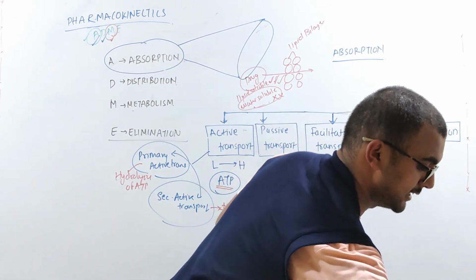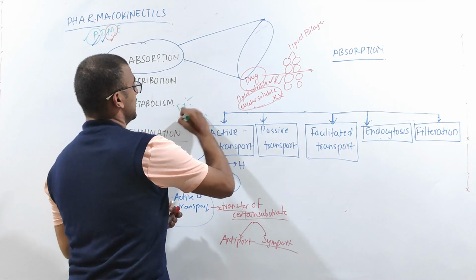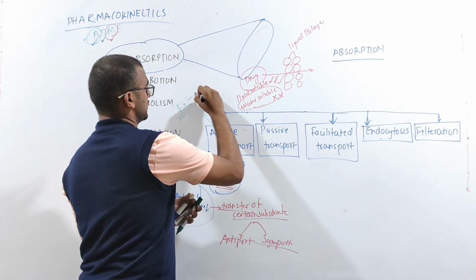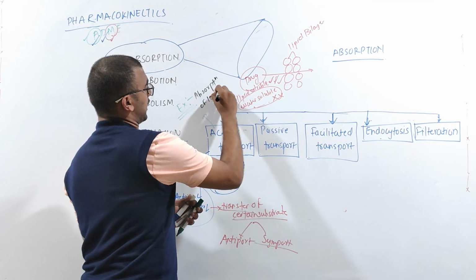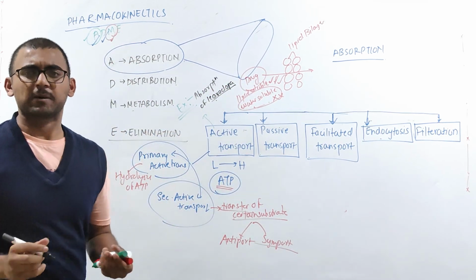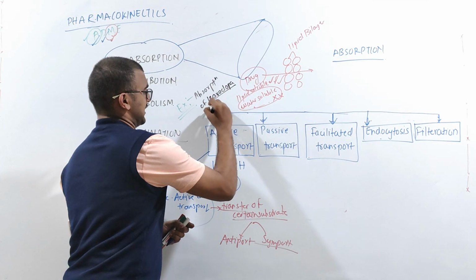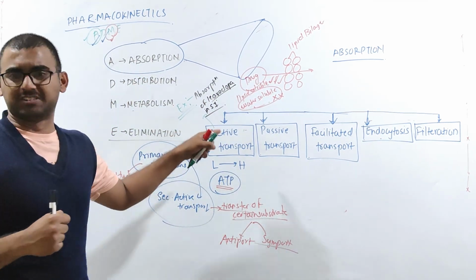One of the examples you can write down is the absorption of levodopa. It's a drug which is used in Parkinson's disease. So the absorption of levodopa in the small intestine requires an active transport.